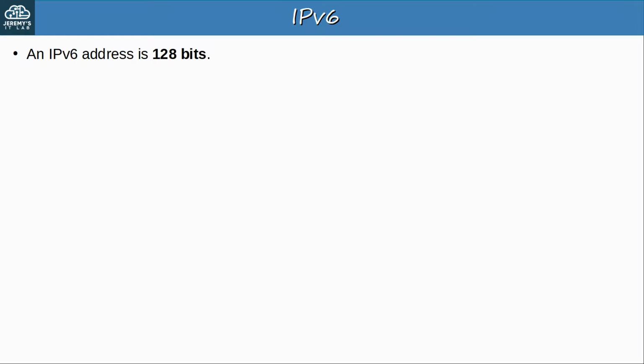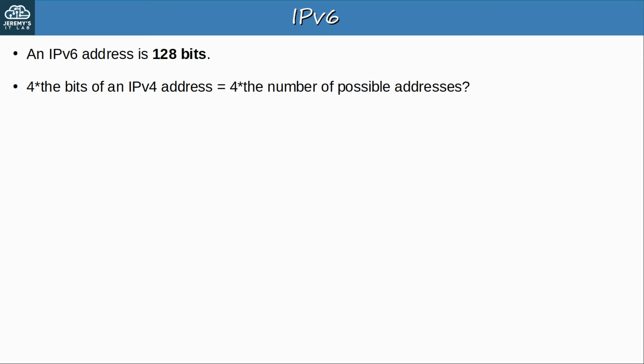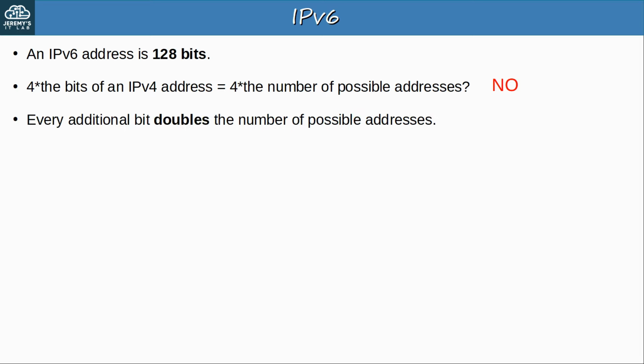An IPv6 address is 128 bits. That's 4 times the number of bits in an IPv4 address, which is 32 bits. At first, you might think that 4 times the number of bits means that there are 4 times the number of addresses. That's wrong. Every additional bit doubles the number of possible addresses. 32 bits allows for about 4 billion addresses. 33 bits would allow about 8 billion, 34 bits would allow about 16 billion, etc.